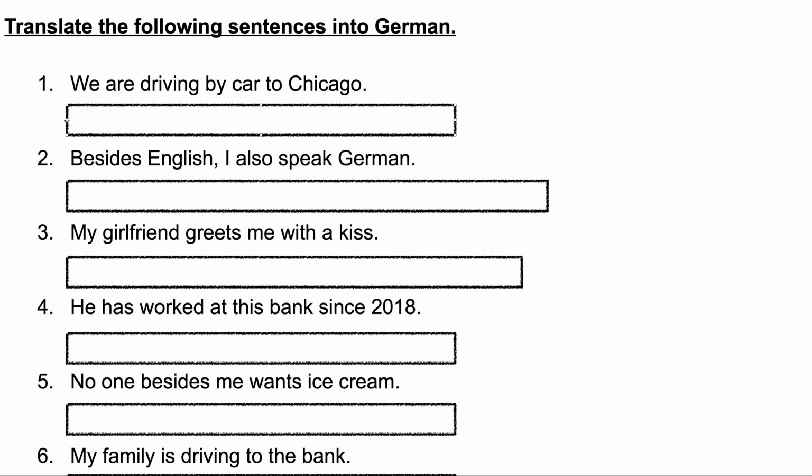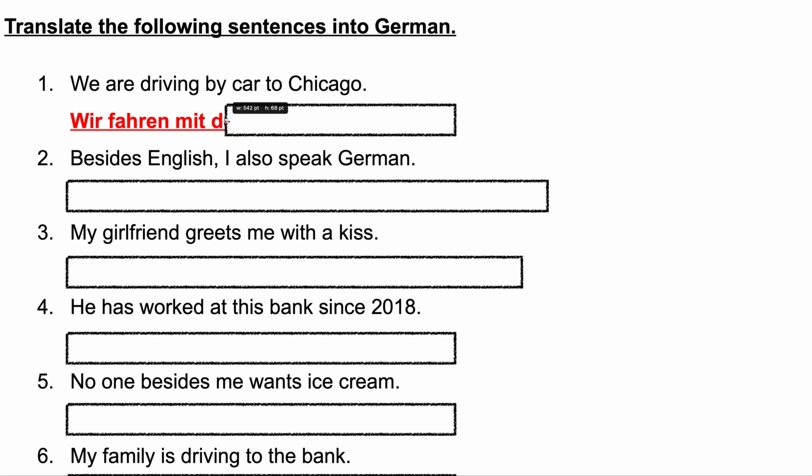We start off with wir, which is we, and then we have to have are driving. Fahren is the verb to drive, and when we add that to wir, it still stays the same and just stays fahren. Now we have to have time, manner, place. Time, manner, place would indicate that we would have to have when we're going, which isn't in the sentence, and then how we're getting there, which is by car, and then to where we're going, to Chicago.